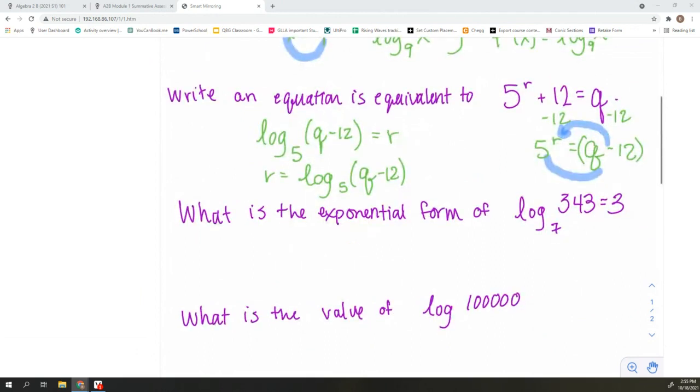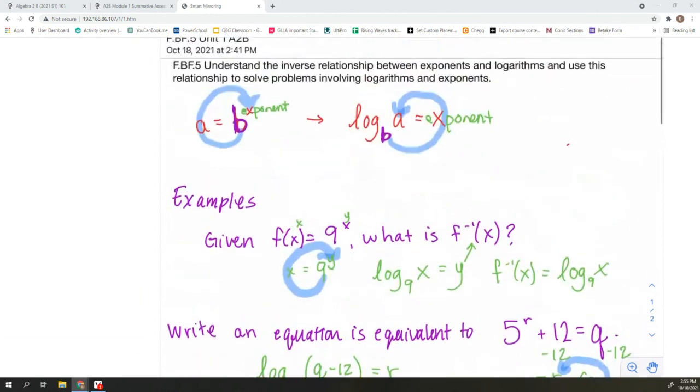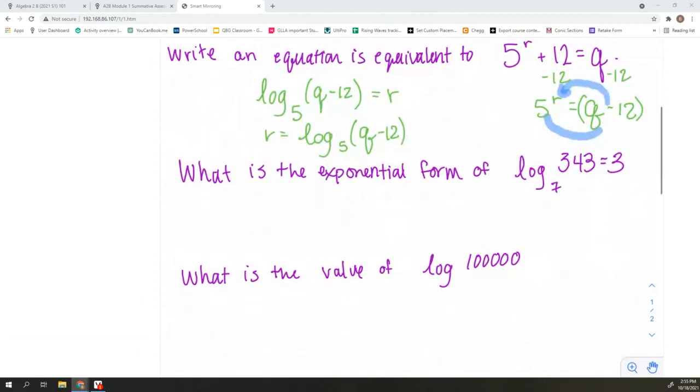What is the exponential form of this? And again, you're doing everything right. It's the log, doing it the other way. So b to the x is equal to a. So it's going to be 7 to the third is equal to 343. And in fact, 7 to the third is 343. Cool, huh?